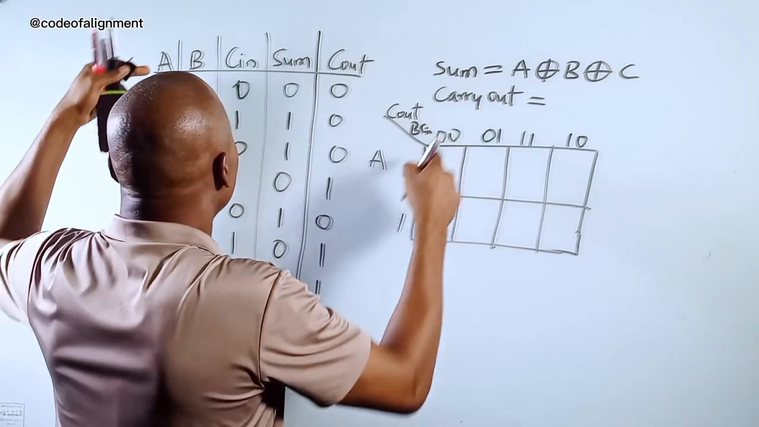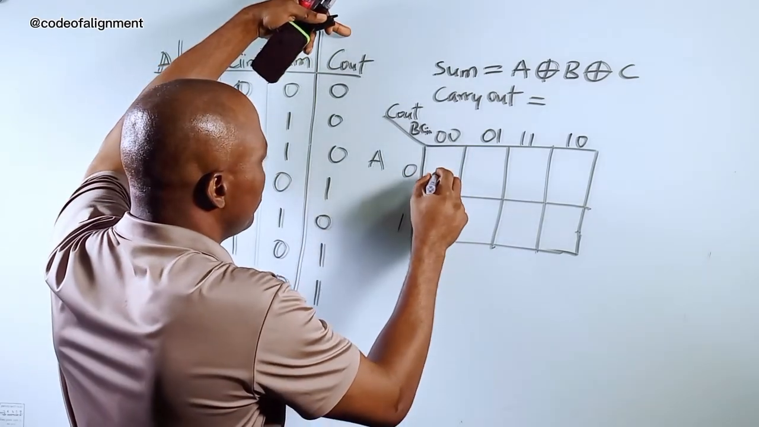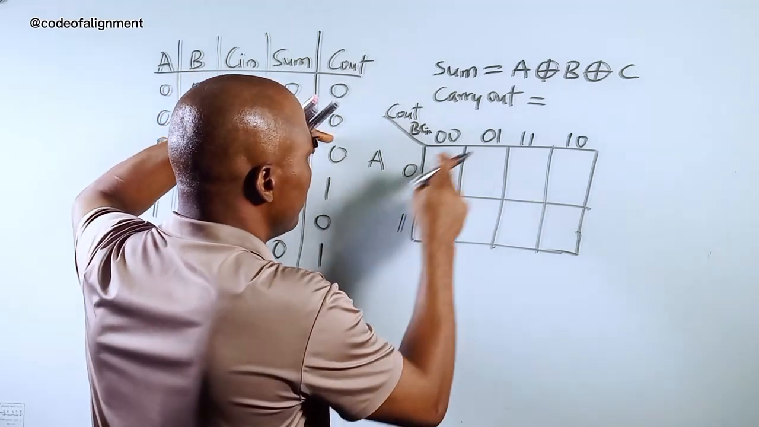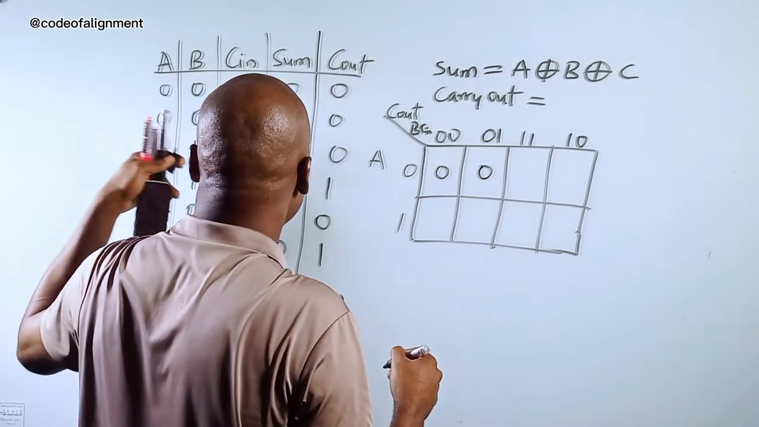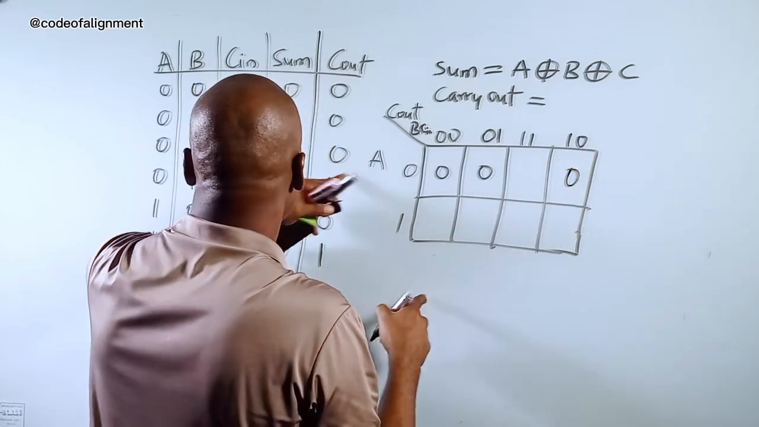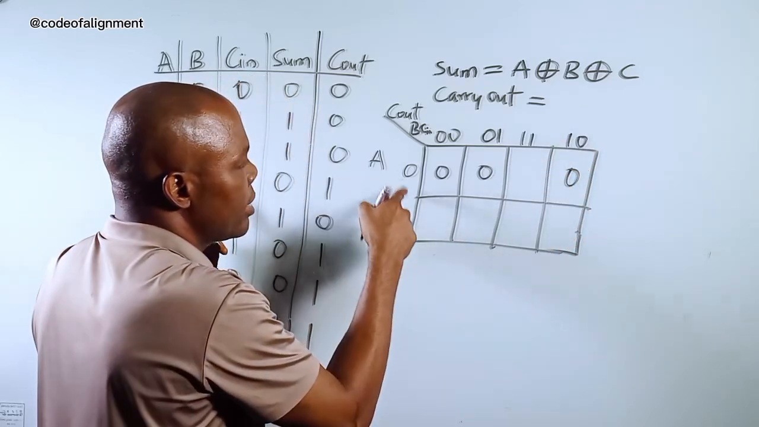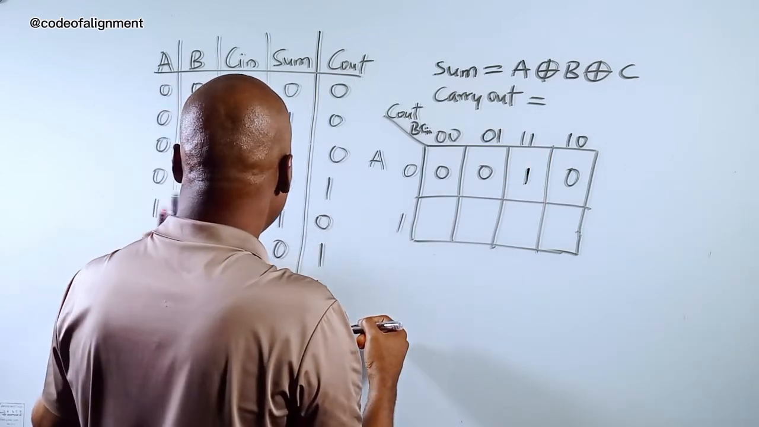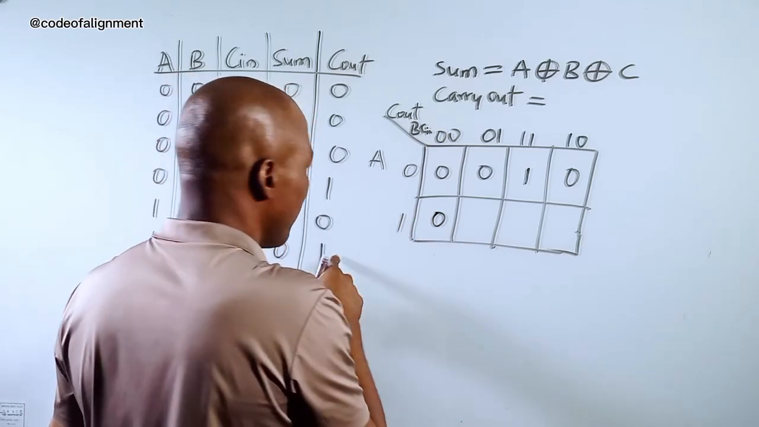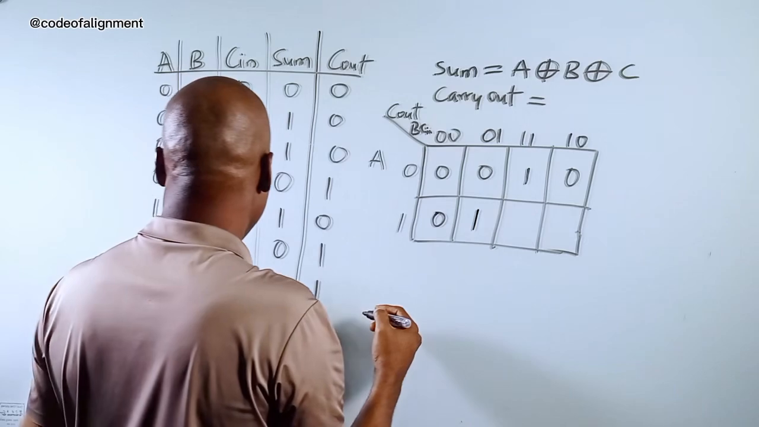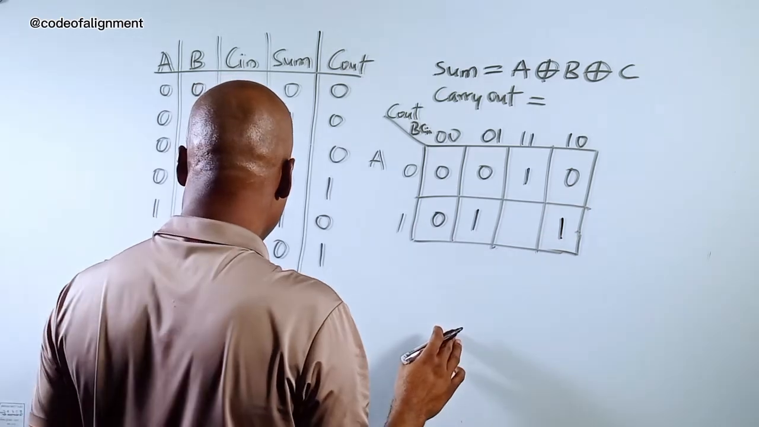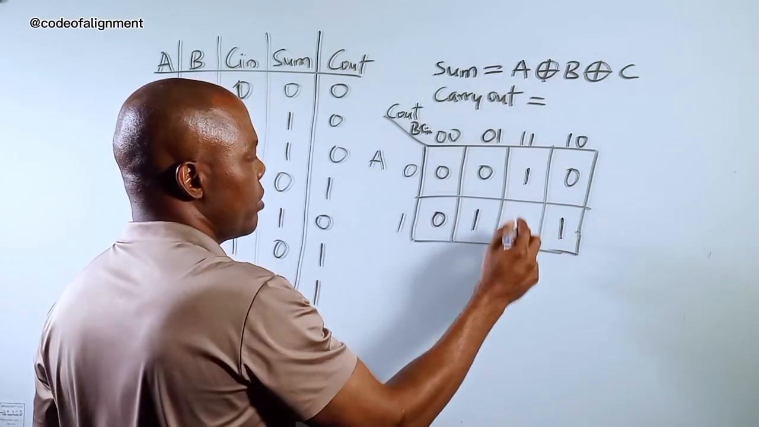So 0, 0, 0 will give me, we are looking at the carry out, 0. 0, 0, 1 will give me 0. 0, 1, 0 will give me 0. 0, 1, 1 will give me 1. 1, 0, 0 will give me 0. 1, 0, 1 will give me 1. 1, 1, 0 will give me 1. 1, 1, 1 will give me 1.